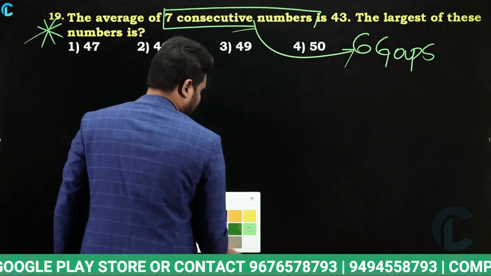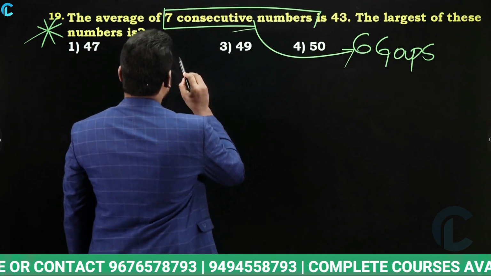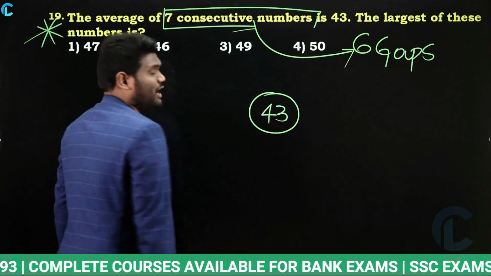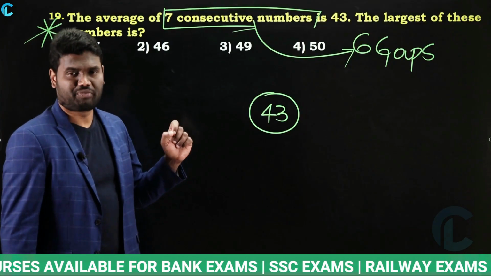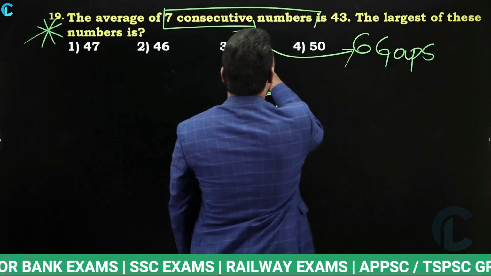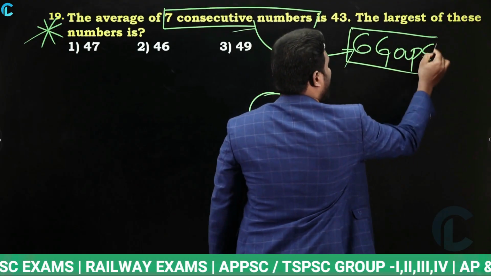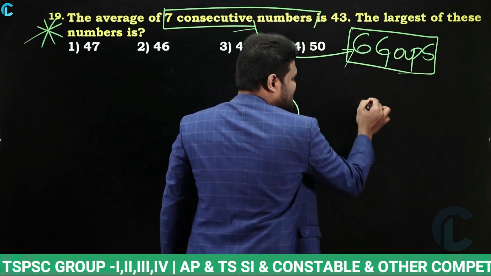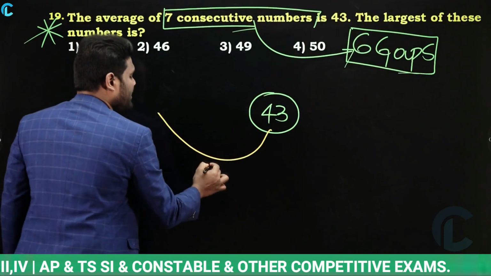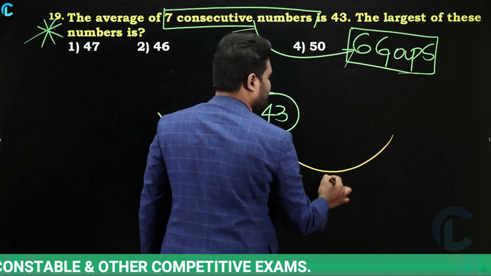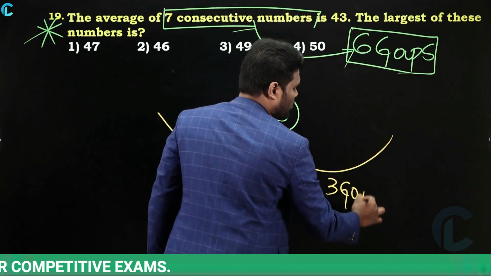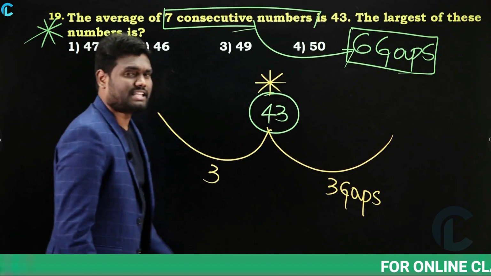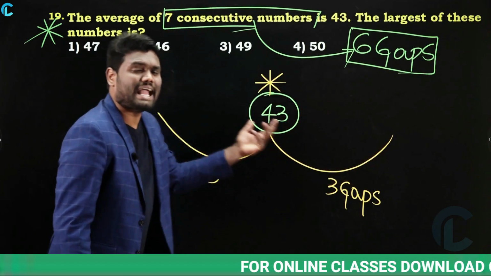Just observe here carefully. In this question it is saying 7 consecutive numbers, and the average is 43. Now you are asked to find the highest number. Look here, 6 gaps are there. For 7 numbers, how many gaps? 6 gaps. Out of these 6 gaps, 3 gaps will be on the left-hand side and 3 gaps on the right-hand side. Yes or no? Why? Because the average is nothing but the exact middle term. Exact middle term means 3 gaps front, 3 gaps back.